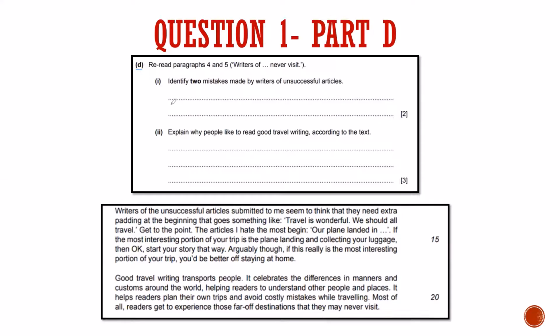Part D again has 2 parts, right? 2 parts, 1 and 2. The first part asks you to identify 2 mistakes made by the writer of unsuccessful articles. So reread paragraph 4 and 5. First, we are going to read paragraph 4 for this question and paragraph 5 for the other part of this question. So identify 2 mistakes means the first part asks you to identify, which is again an explicit understanding question, because 2 marks are given here. So it means you're looking for only 2 mistakes.